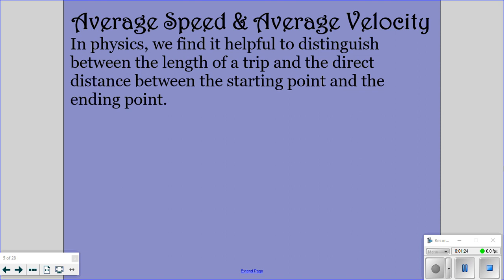For average speed and velocity, in physics, we find it helpful to distinguish between the length of a trip and the distance between the starting point and ending point. So if you've ever heard someone say it's 20 miles as the crow flies, that means from where you are to where you need to get is 20 miles. But that doesn't mean that you can get there in only 20 miles. You may have to go further because of where the existing roads are.